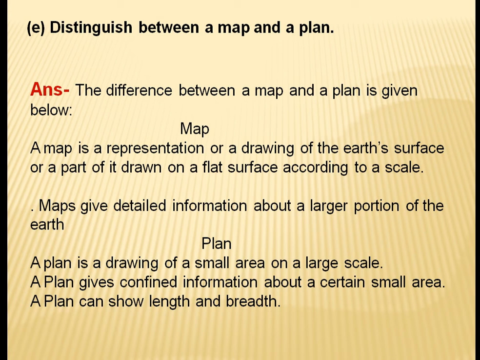So map, what is the meaning of map? So first you have to write the definition of the map. A map is a representation or a drawing of the Earth's surface or a part of it on a flat surface according to a scale. Map gives detailed information about a large portion of the Earth, whereas a plan is a drawing of a small area on a large scale. Plan gives confirmed information about a certain small area, and plan can show length and breadth of that particular area.